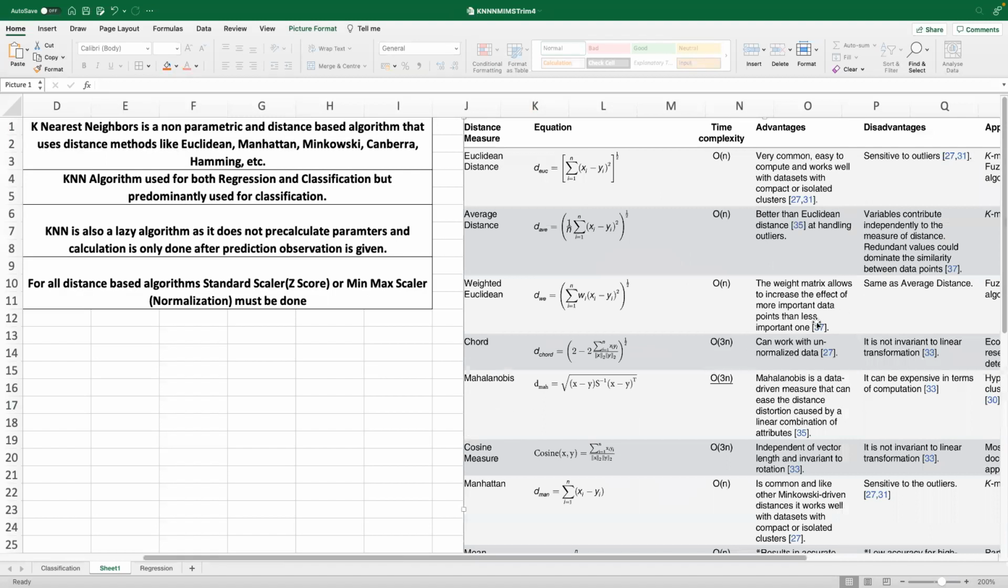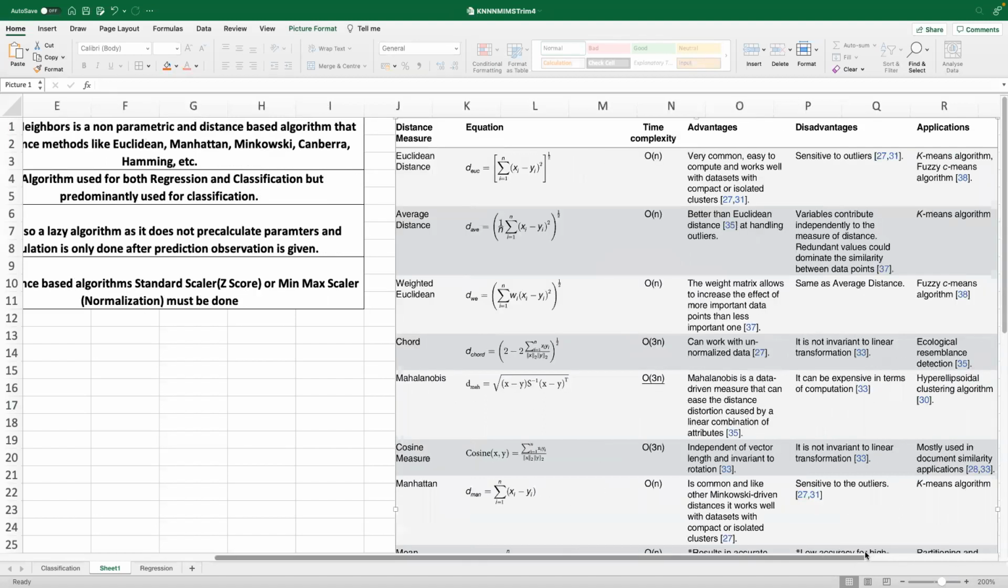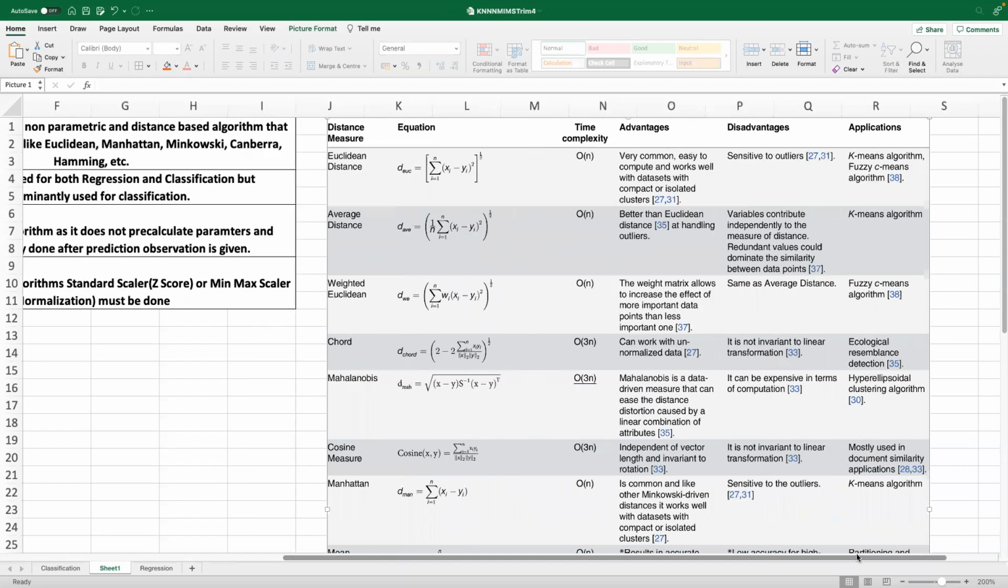Okay, so all of you can see the different measures here. Euclidean: square root of (x2 minus x1, y2 minus y1) whole square. Time complexity is zero. Very common, easy to compute algorithm. Euclidean is sensitive to outliers.